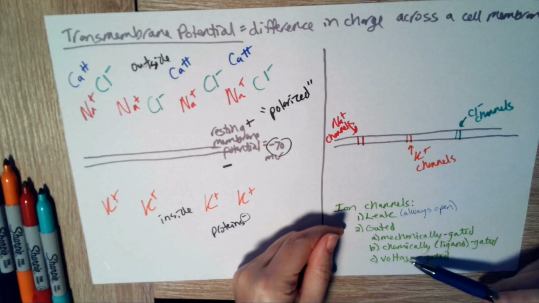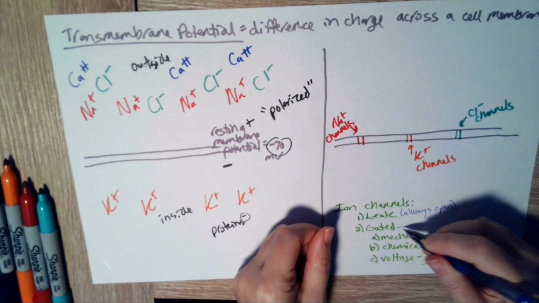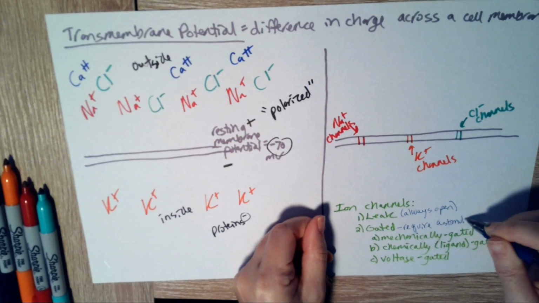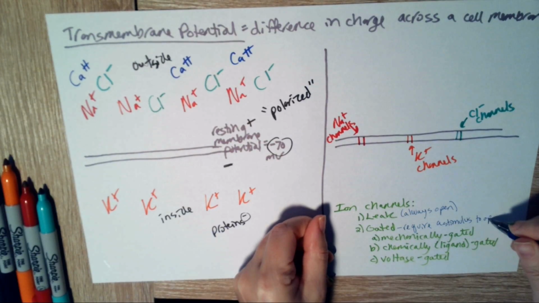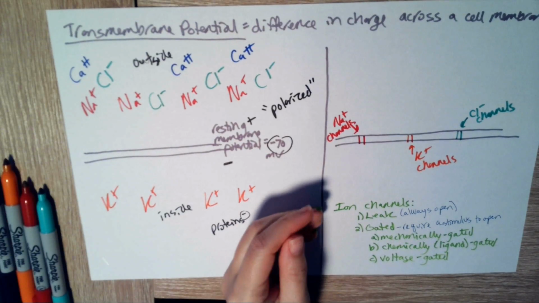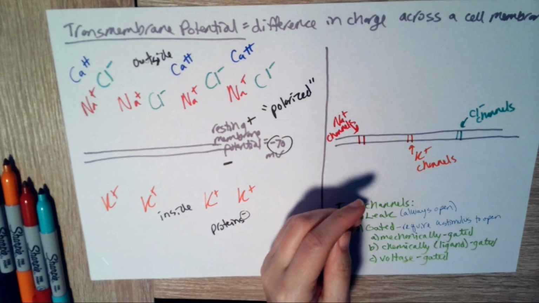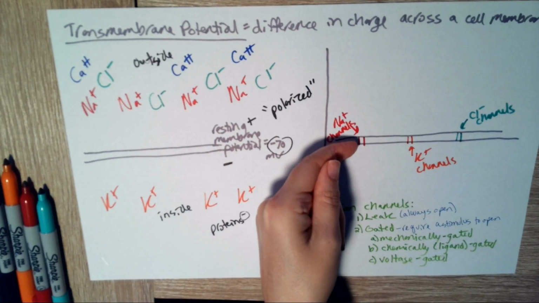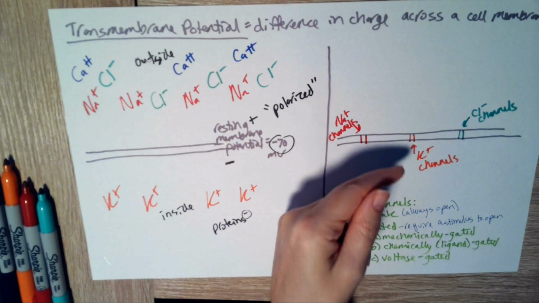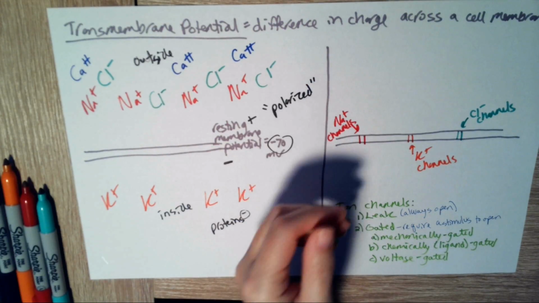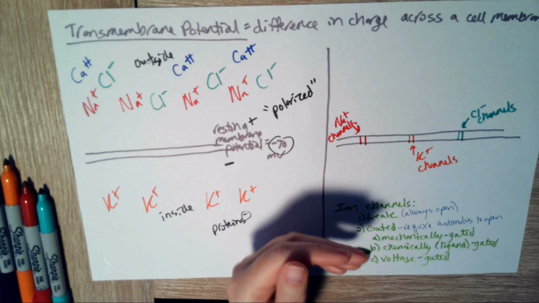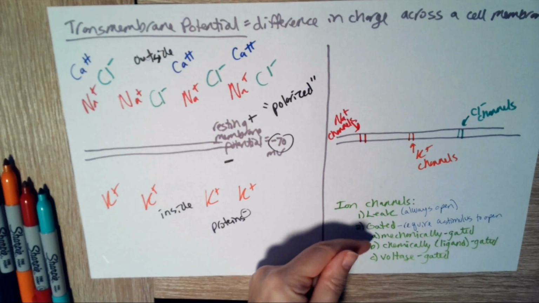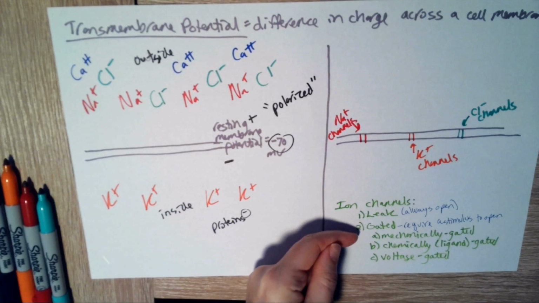Now we also have gated channels, and gated channels require a stimulus to open. So something has to happen in order for these to open, but once they do, they'll allow the ion to move across, whichever ion it might be. It might be a sodium gated channel, and when it opens it'll allow sodium to move through. It might be a potassium gated channel, which when it opens it'll allow potassium to move through. So they'll still be specific for the ion, but you'll need to do something in order to open them. And these can be categorized based on what exactly you need to do in order to open them.